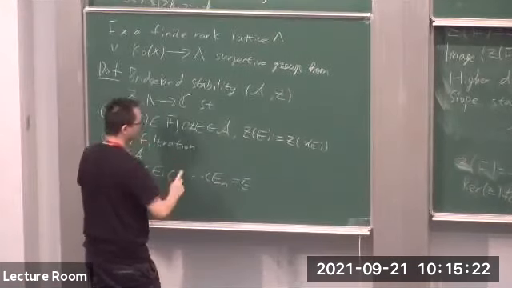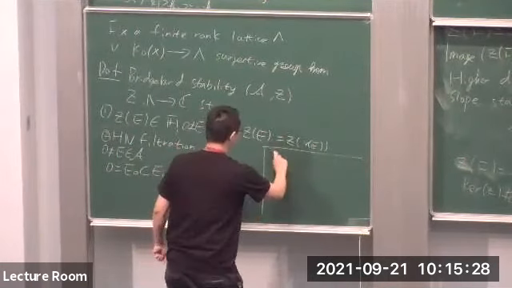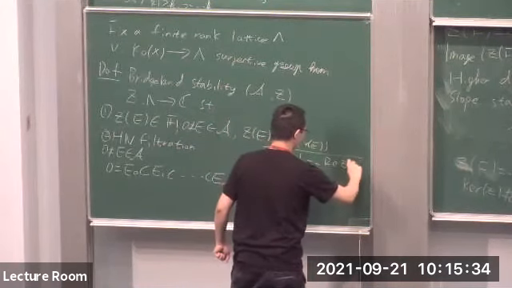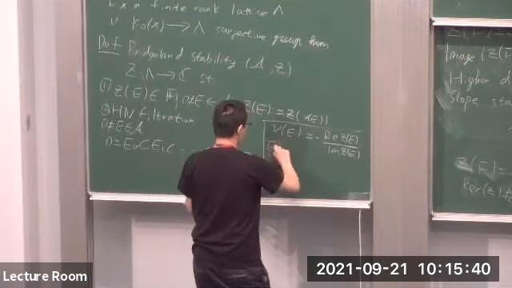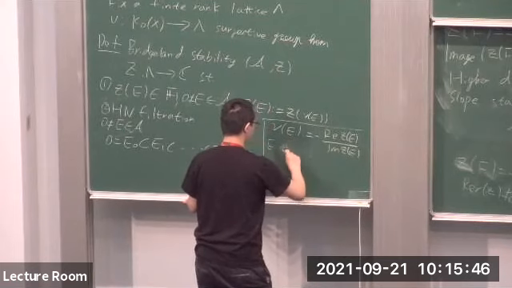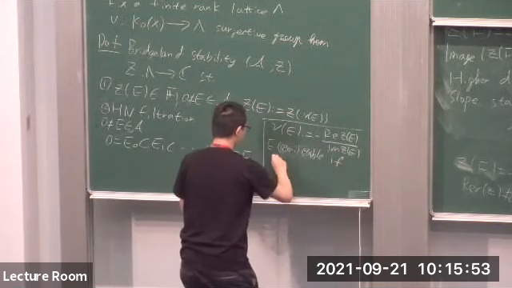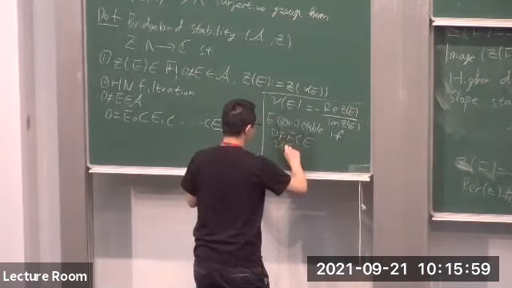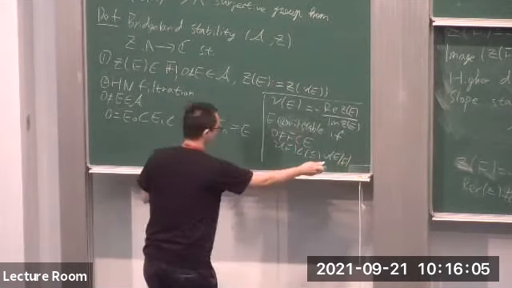I always forget to define what is stable. For this Z(E), we define the slope of E to be minus the real part of Z(E) divided by the imaginary part of Z(E), and E is called stable or semi-stable if we have the following property: for all non-zero sub-objects F of E, the slope of F is smaller, or smaller or equal, than the slope of the quotient E over F. This is just some technical.